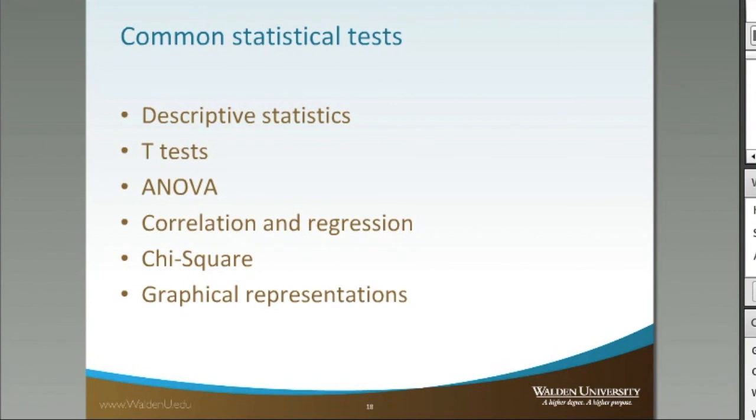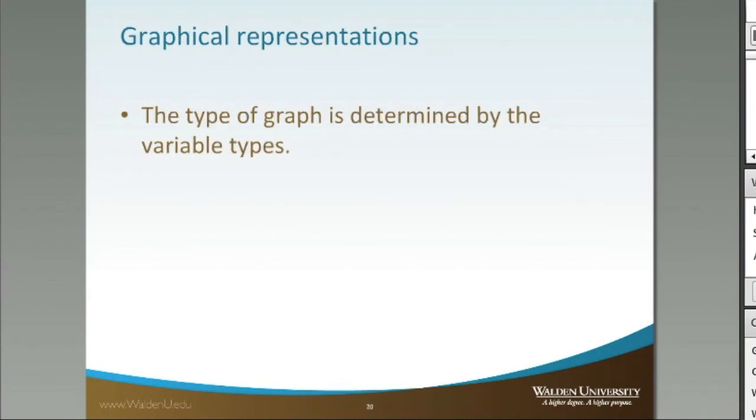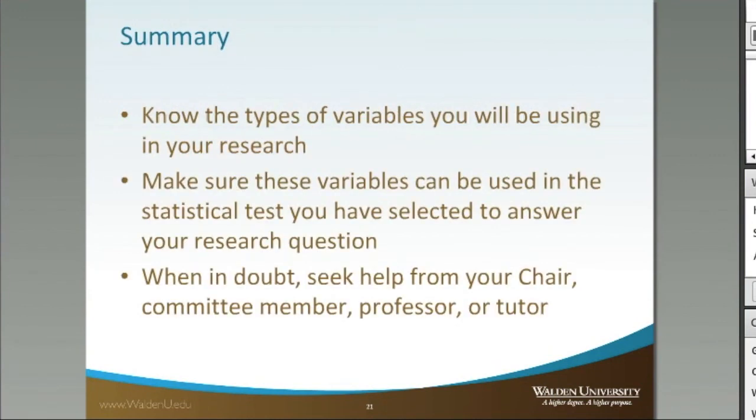Chi-square uses rates or frequencies, so like the number of people in each group. And then, of course, the graphs themselves have different types of requirements based on the type of graph and the type of data. So again, with descriptive statistics, if you're using continuous variables, then you'll use things like mean and standard deviation. If you're using categorical variables, then you're going to run a frequency table. And again, the graph is based on the type of graph that's being used.